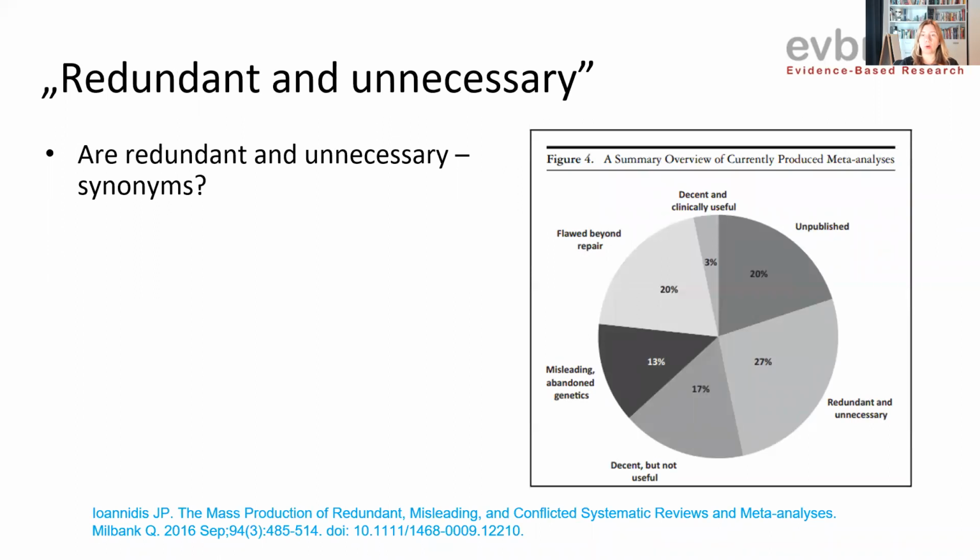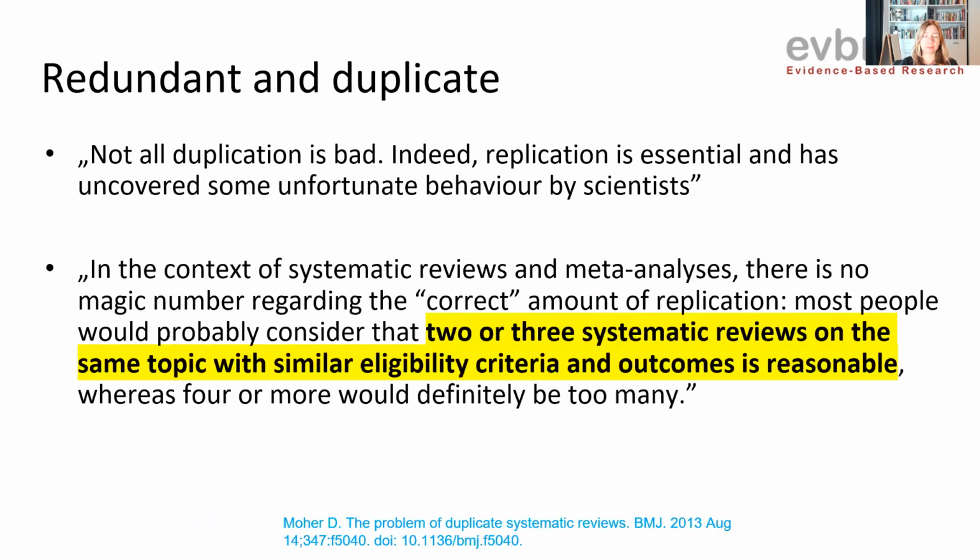A figure from this paper has a term that says redundant and unnecessary. If we have redundant and unnecessary, the question is, is redundancy always unnecessary? Then we also have a 2013 paper published by David Moore, in which he wrote that not all duplication is bad, and that some replication is needed and also essential, because, for example, if we have results that cannot be replicated, then this is bad for science, and you're already aware of the replication crisis.